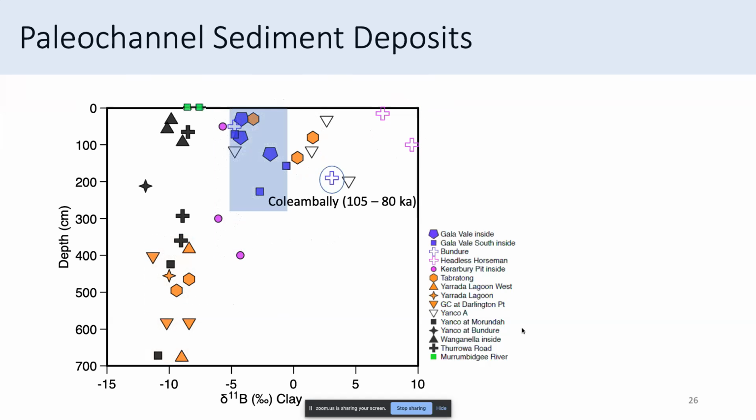Our last site is our Coleambally. This is our oldest site. So there were 3 different sites here. It's our oldest system, and everything looks to be quite similar in that one as well.